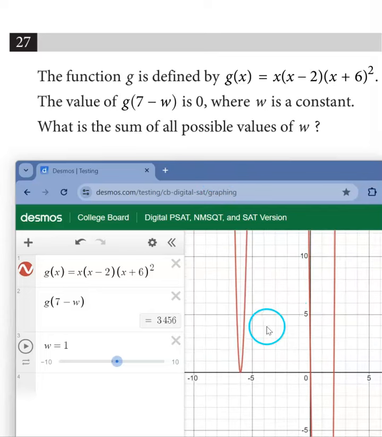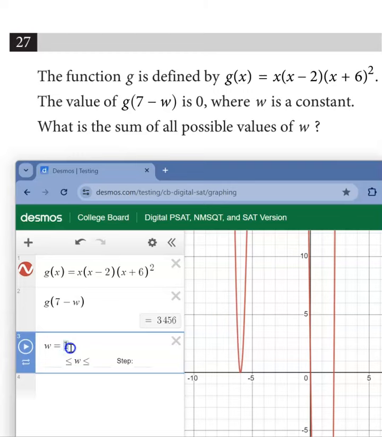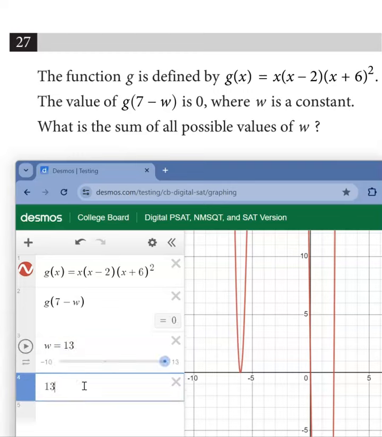Now on the graph, you're looking for points on the x-axis where the graph will cross, because that will be the value 0. So you'll see this value is -6, but unfortunately if you put in a w of -6, that is not going to work. And that's because you have 7 minus -6. So what you'll do is you'll put in a 13, and that will give you a value of 0. So to remember that, go ahead and just type a 13 in the one below.